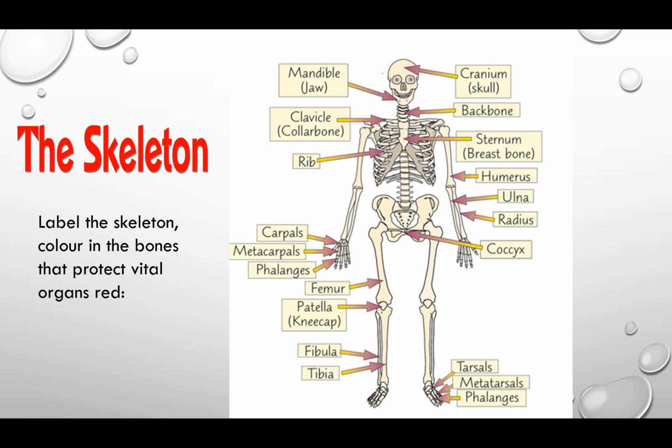So if we start at the top of the skeleton here, this is your skull, also known as your cranium. And when you're born, it's actually made up of lots of plates of bones, and they're not joined together. The reason for this is so that when you pass down through the birth canal, your head gets squeezed as it passes down, and the plates inside the skull slide over one another just temporarily, and then when you emerge, those plates start to separate again.